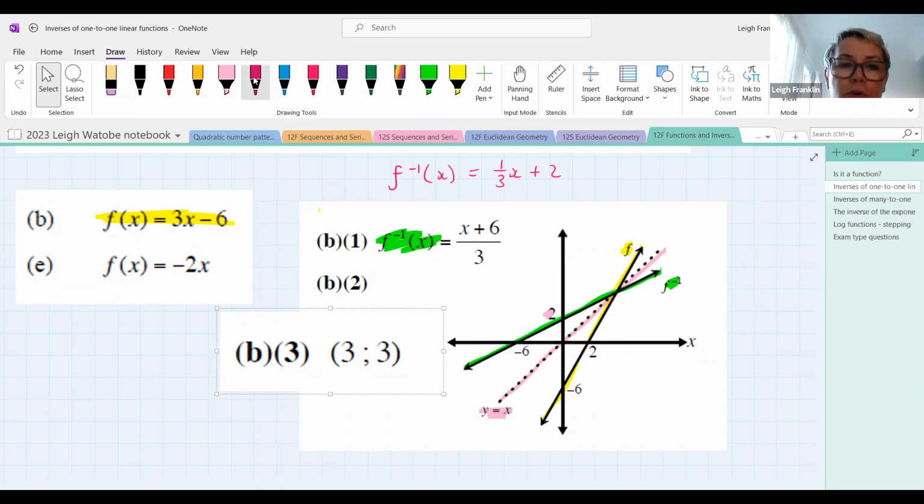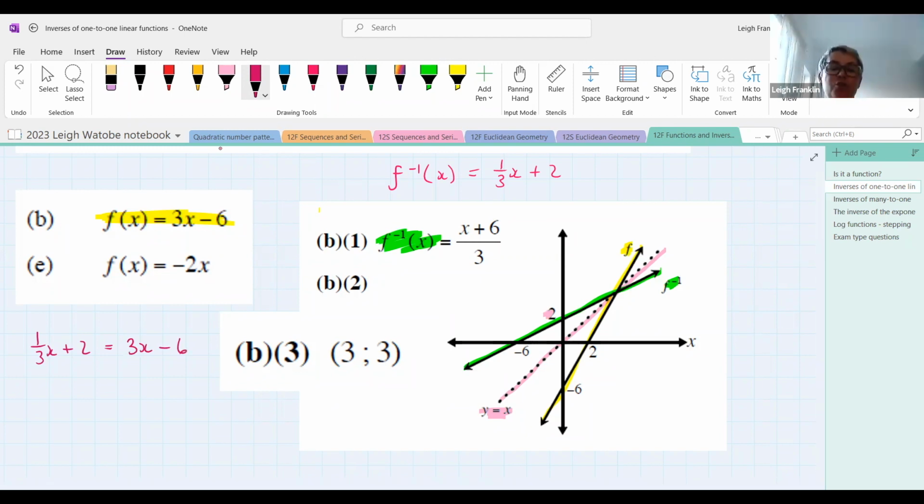I used y equals 1 over 3x plus 2 and y equals 3x minus 6. Okay, that's fine. So I'm just going to use the same ones that you did, so that what I'm doing is the same thing as you.